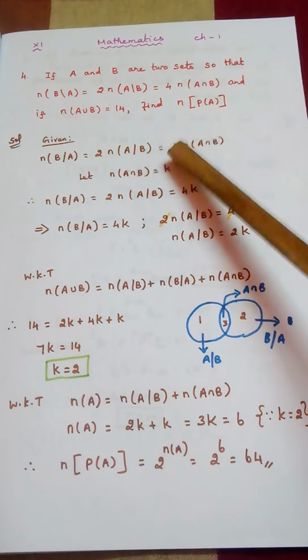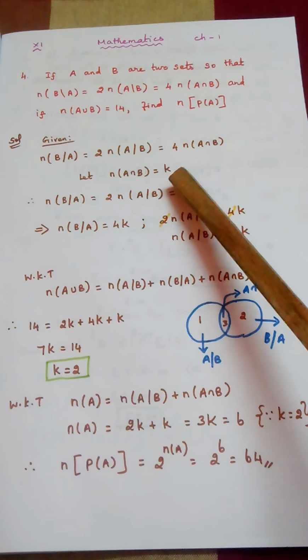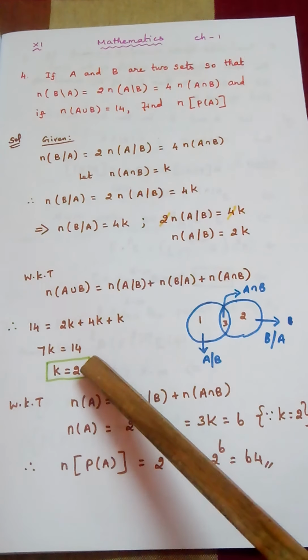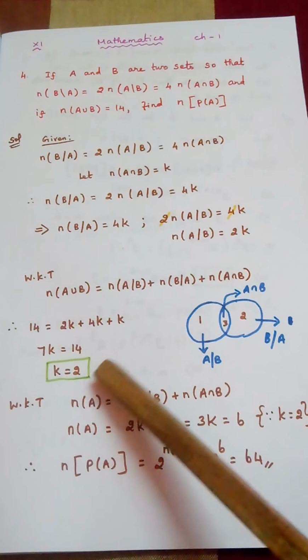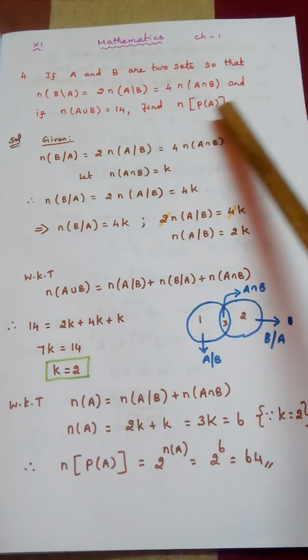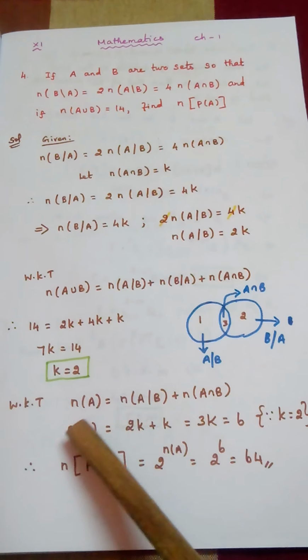So why are we doing like this? To find k value. We started with k. We have taken n of a intersection b equal to k, and that k value we found out here. K is equal to 2. But I don't want these things. I want only n of p of a. I know the formula for n of p of a is 2 power n of a. So I am interested in finding n of a. That is why I am writing this formula.